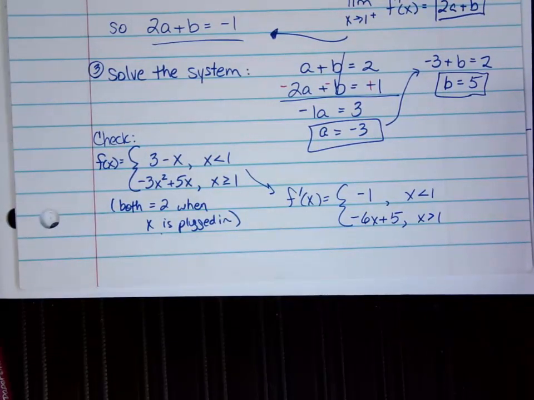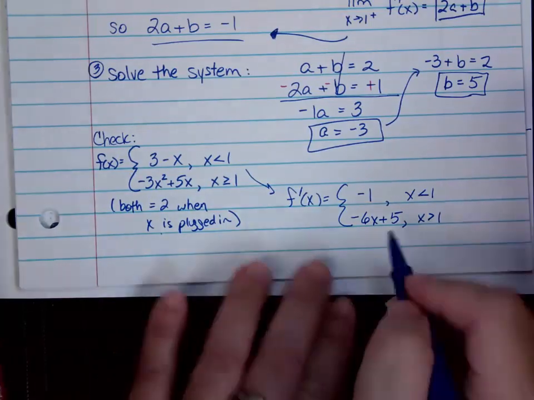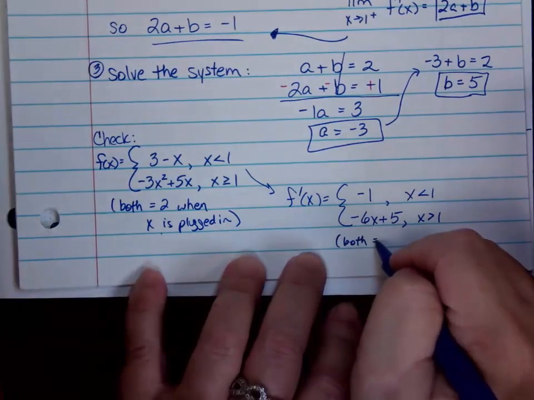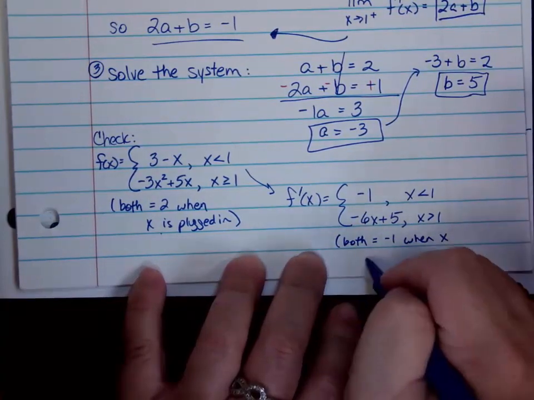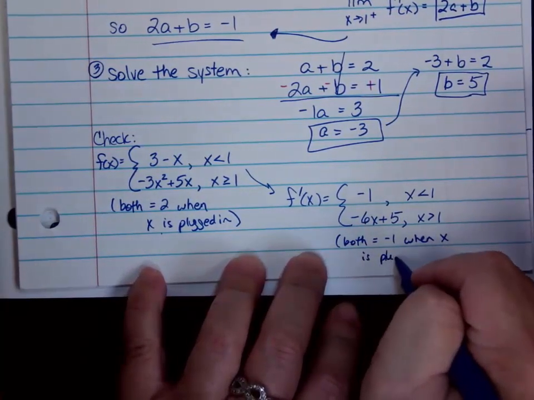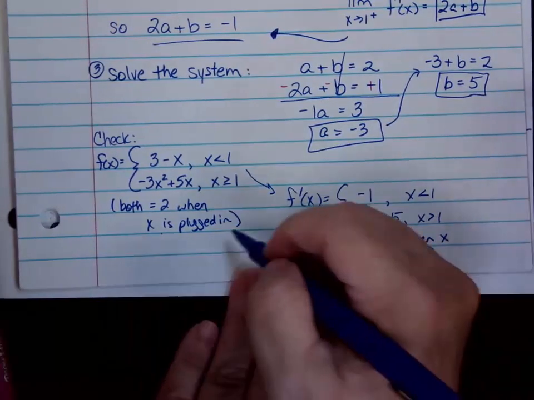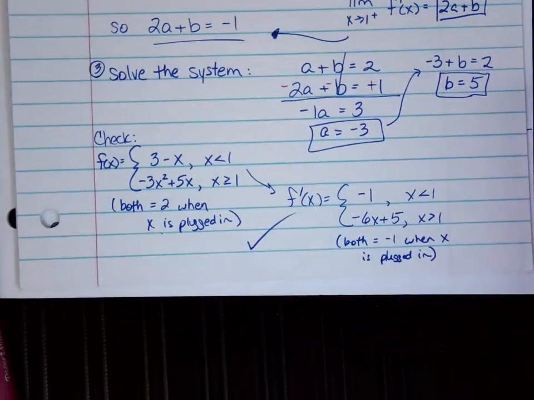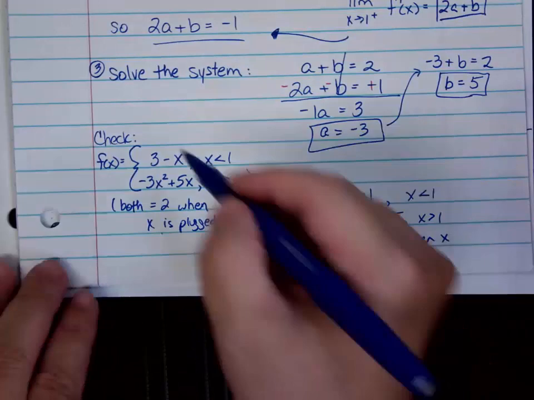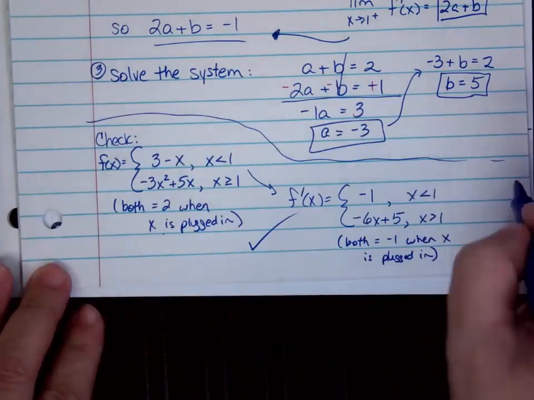If I plug 1 into both of those equations, do I get the same answer? If I plug 1 in here, well, it's just going to be -1. If I plug 1 in the second one, I'm going to get -1. So both equal -1 when x is plugged in. And so check, it works. Do we have to write that part? No. Ran out of space on it. No, you do not have to write that part. This is a one-time check. We didn't have to do it, but I'm doing it just to show you that it worked.